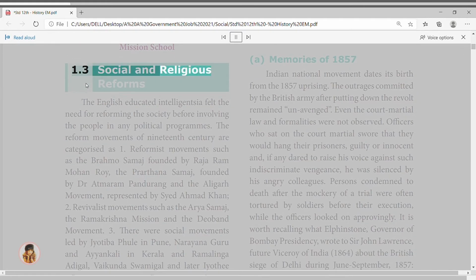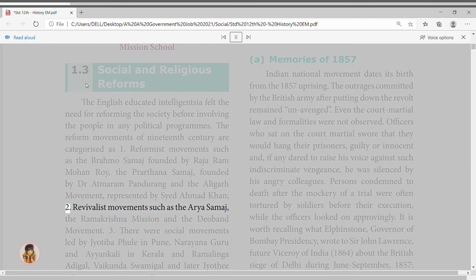1.3 Social and religious reforms. The English-educated intelligentsia felt the need for reforming the society before involving the people in any political programs. The reform movements of the 19th century are categorized as: 1. Reformist movements such as the Brahmo Samaj founded by Raja Ram Mohan Roy, the Prarthana Samaj founded by Dr. Atmaram Pandurang, and the Aligarh movement, represented by Syed Ahmad Khan.